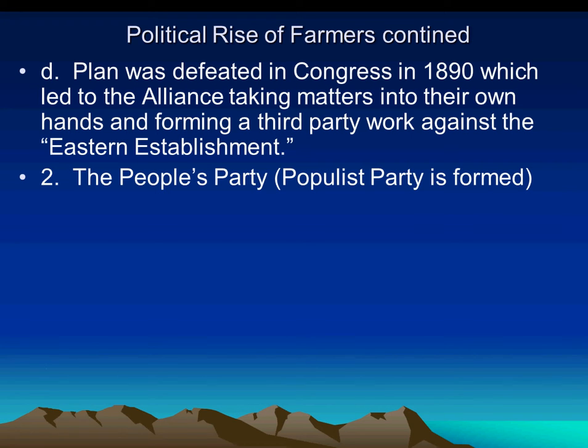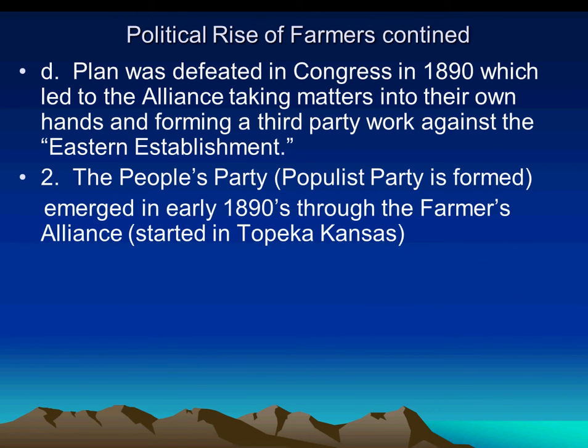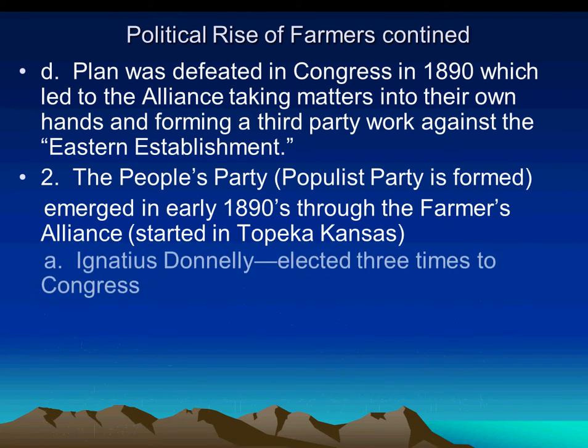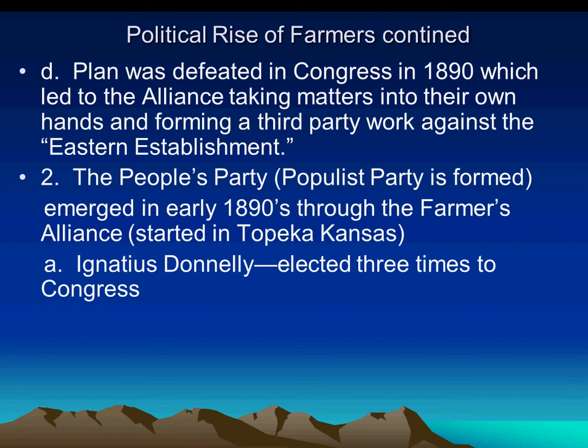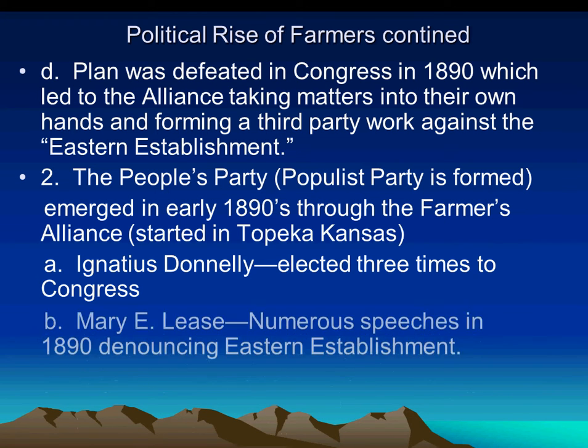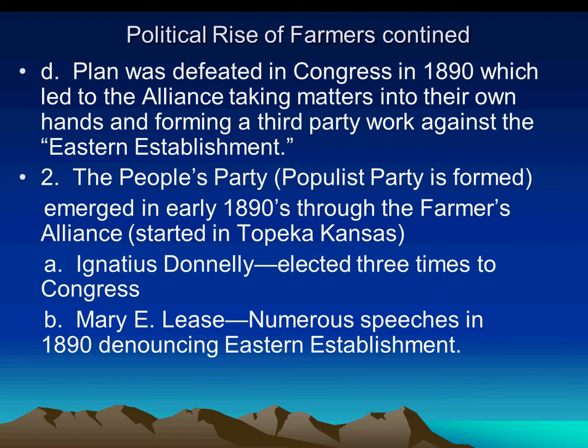The People's Party, or the Populist Party, is formed and merged in the early 1880s through the Farmers Alliance. It started in Topeka, Kansas, and it's built on the foundation of the Farmers Alliance. Ignatius Donnelly was elected 3 times to Congress, and he was from the Populist Party. Mary Lease, somebody you might need to know, gave a lot of speeches denouncing the Eastern Establishment, those rich corporation bankers who were always trying to gouge the farmers.